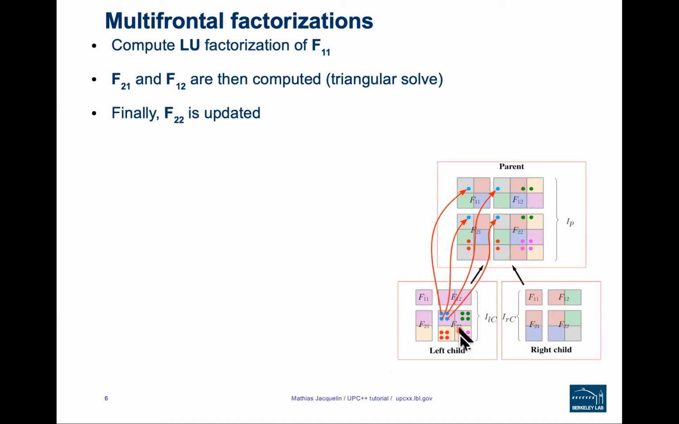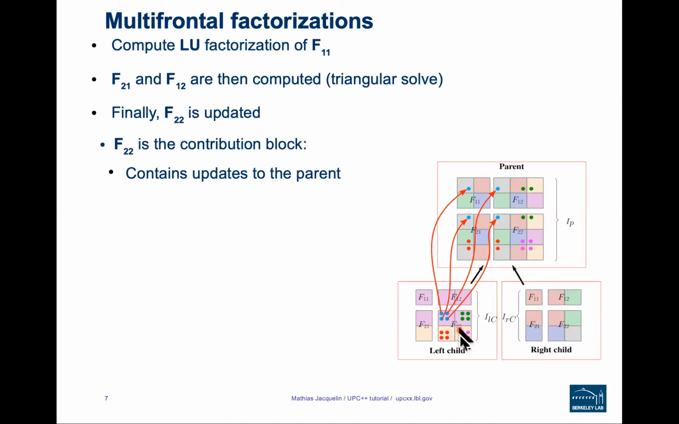And now this F22 block needs to be sent to the parent, and accumulated in the parent. So this contribution block contains the updates to the parent, and that's why it needs to be accumulated. But because we are dealing with condensed matrices, basically what we have to do is to expand the entries to find their corresponding location in the parent. So if this ILC is the row and column indices in the child, then we need to find those entries in the row indices of the parent.